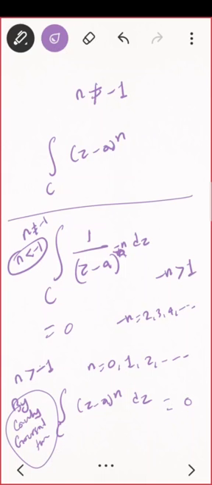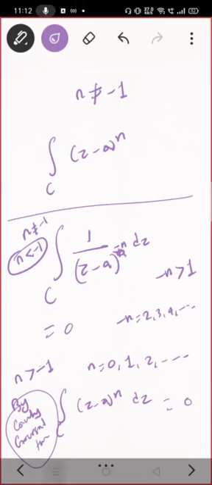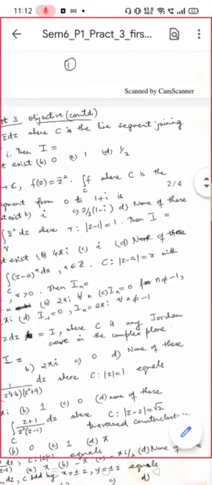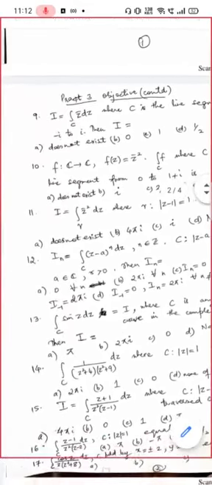Is that okay to you? So what did we prove? For -1 it is 2 pi I, and for others it is 0. So option number C. That was also directly visible, we had found -1. Okay, and Jamin, you are saying 13 also, right?